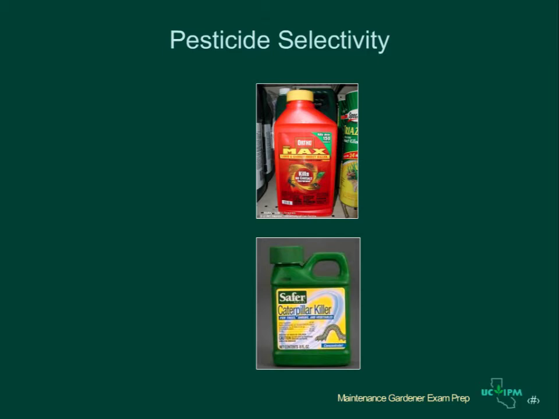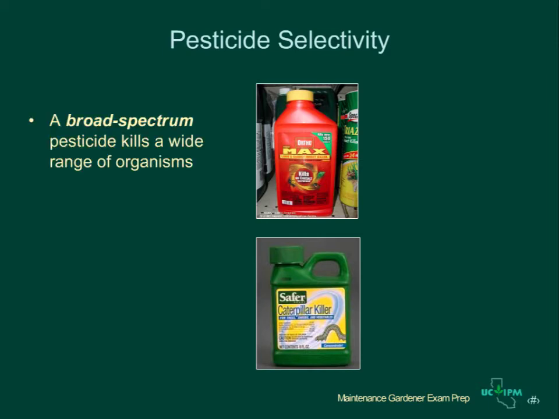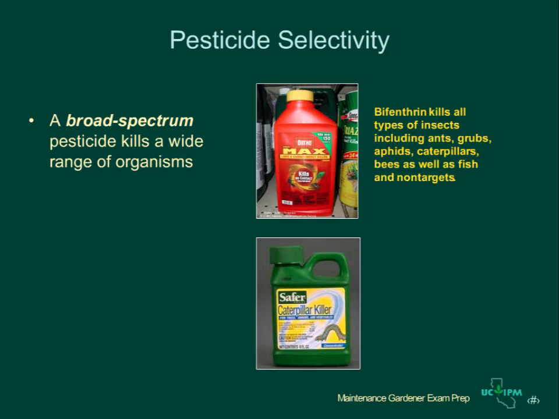Pesticide selectivity indicates the range of organisms, or plants and animals, killed or injured by the pesticide. A broad-spectrum pesticide kills a wide range of organisms. For instance, the insecticide bifenthrin kills all types of insect pests including ants, grubs, aphids, and caterpillars, but also kills many beneficial insects such as honeybees and natural enemies. Bifenthrin is also very toxic to fish and other aquatic animals and moderately toxic to birds and mammals.